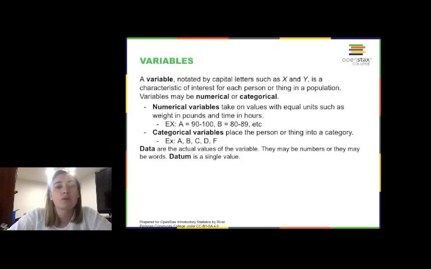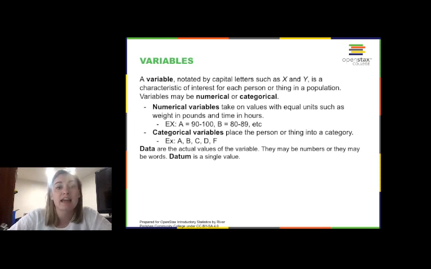A variable, usually seen as X or Y, is a characteristic of interest for each person or thing in a population. Variables may be numerical or categorical. Numerical variables take on values with equal units such as weight in pounds and times in hours. Other examples that we can compare to the numerical variables are categorical variables, such as an A, B, C, D, or F letter grade.